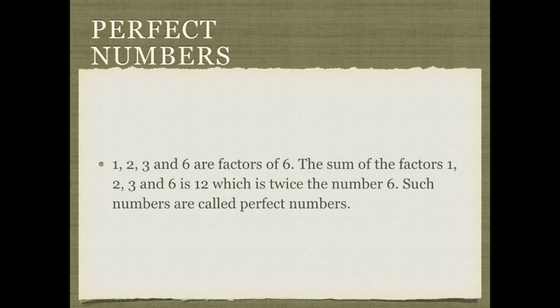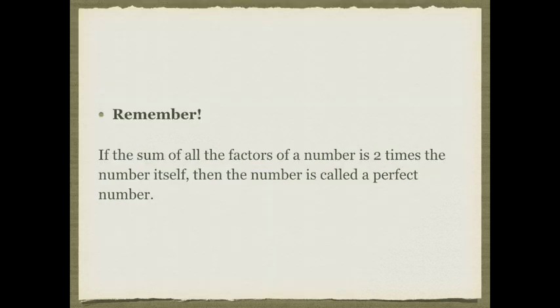Like what you have to do, first you take out all the factors and add them, or you take out the sum of all those factors and you see the sum. In this case it is 12, and then you see whether it is twice the number or not. Like, is 12 the twice of 6? Then yes, here it is yes. So hence 6 is a perfect number. If the sum of all the factors of a number is 2 times the number itself, then the number is called a perfect number.